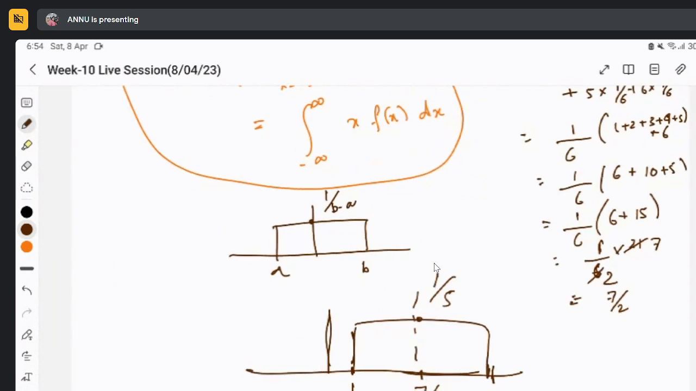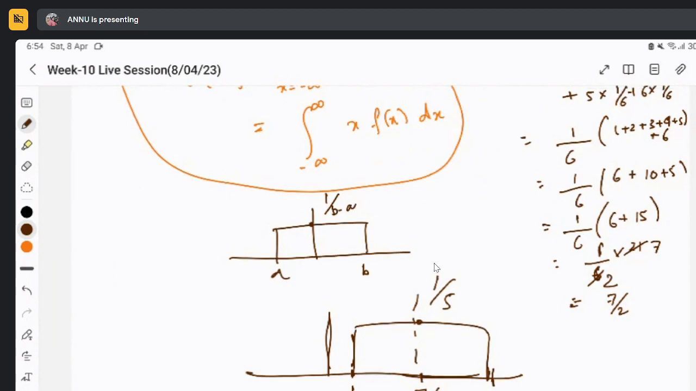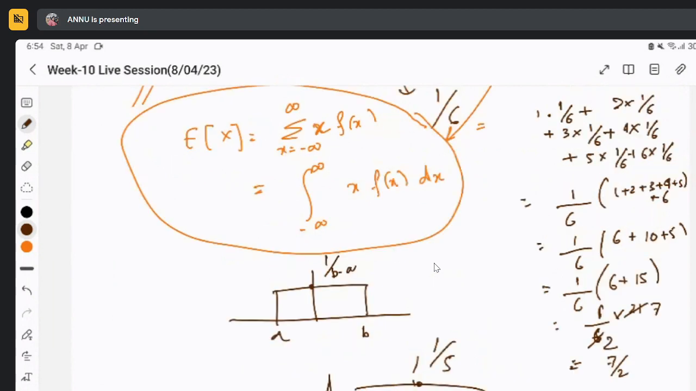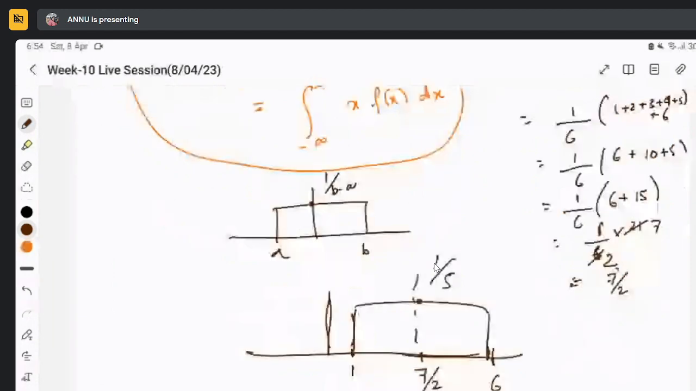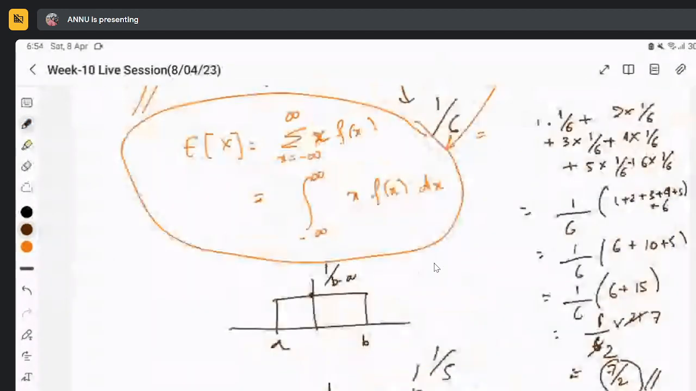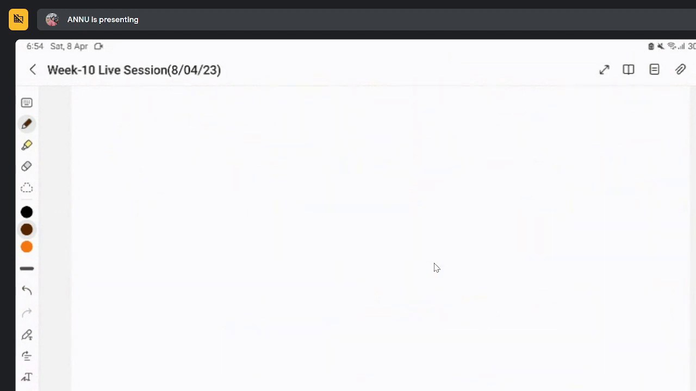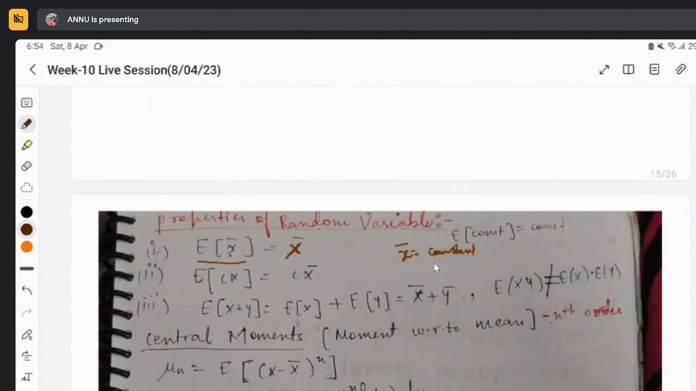So, yes, that is correct. When you calculate the expectation of this value, it will be 7 by 2. It is correct because here you cannot take 1, 1, 1, because here the x values are the possible values with associated probability. This is the probability associated with having this x value. For example, here I took this wrong. This is a constant value, not the random variable. It is x bar, so the expectation of the mean is equal to the mean. x bar is the mean.